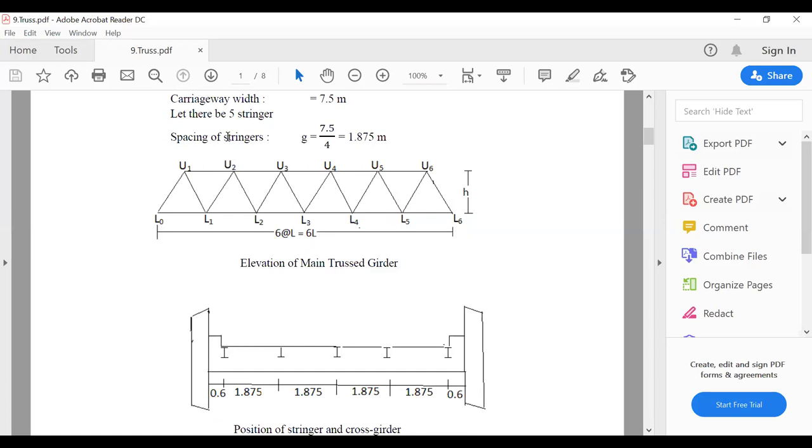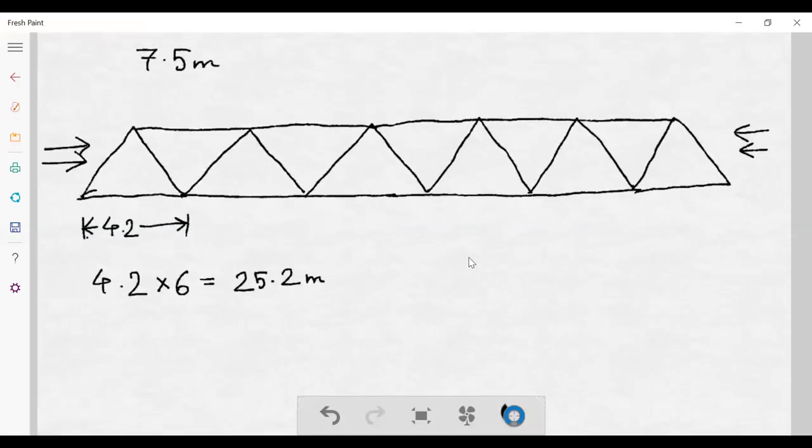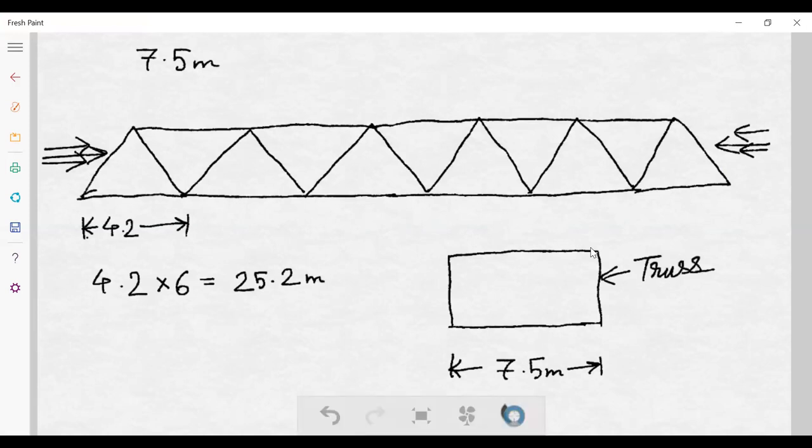Now, what is a stringer? For the stringer, you have to visualize how it looks. If you are looking from the front, just from this side or from this side, you will see the bridge like this, and this is of 7.5 meter. This is the width, and the truss will go on like this. Somewhat like this, you will see. These are the truss.